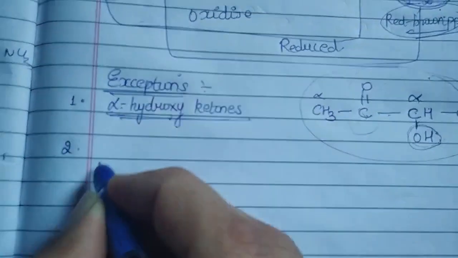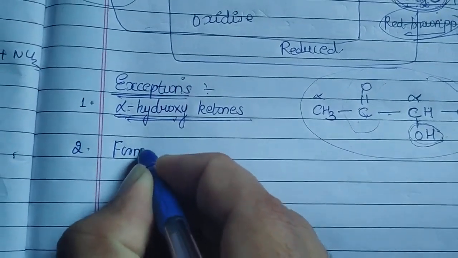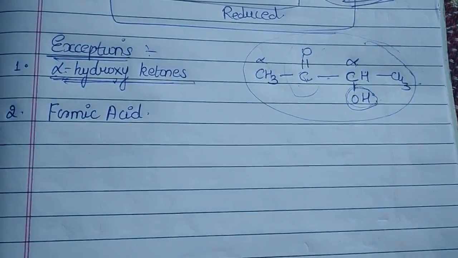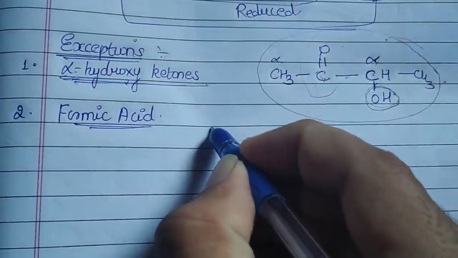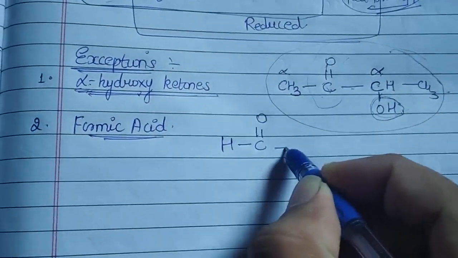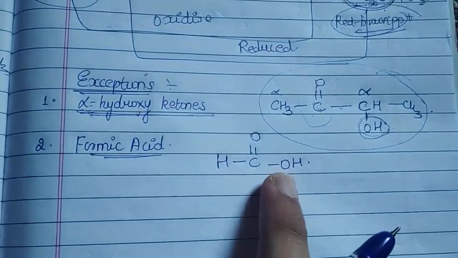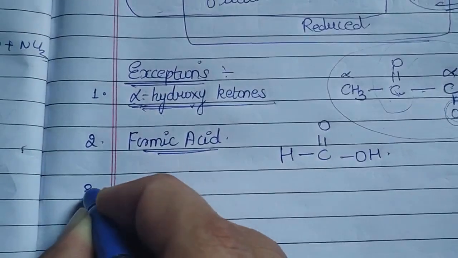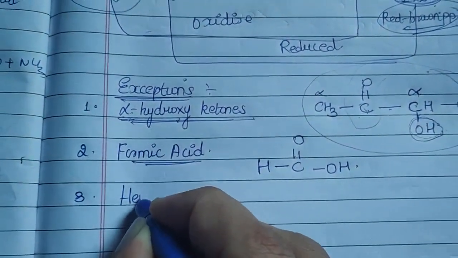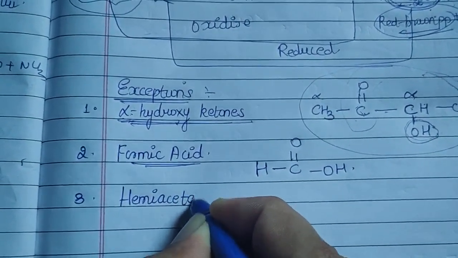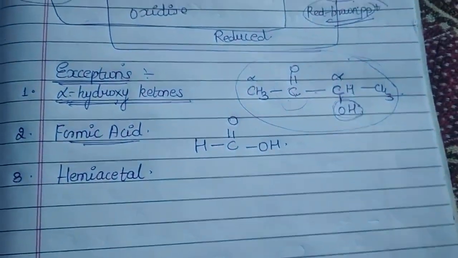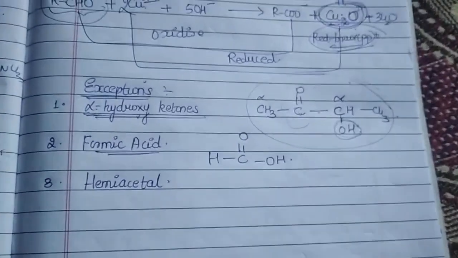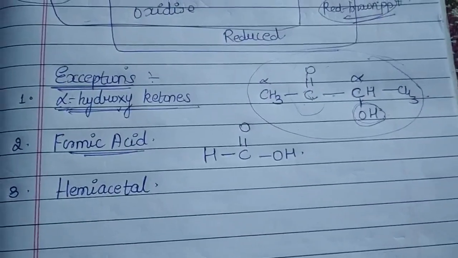Similarly, formic acid, a carboxylic acid, is one and only acid which also gives the positive test for your Tollen's and Fehling's test, that is HC double bond OOH. So formic acid also gives a positive test for your Tollen's reagent and your Fehling solution. Third important point is your hemiacetal, the same hemiacetal formed when you treat your carbonyl compounds with 1 mole of alcohol. The hemiacetal also gives the positive test for Tollen's reagent and the Fehling solution.